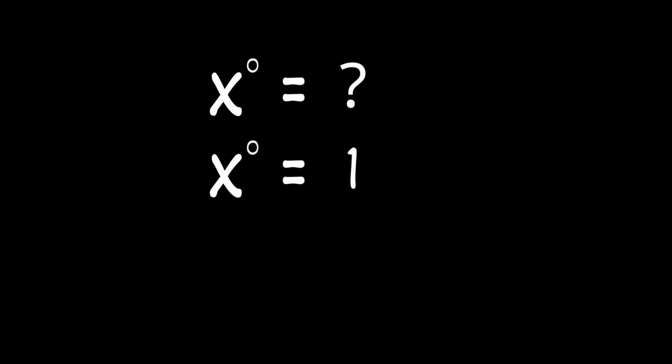Now what about x raised to the 0 power? What is that equal to? Anything raised to the 0 power is 1. So 4 to the 0 is 1.